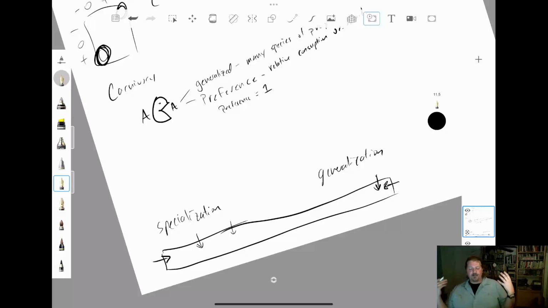And so this more or less specialized is how I want you to think of generalization and specialization. Not as a categorical, either you're a specialist or you're a generalist, but rather some species are more specialized than others, right? Some interactions are more specialized than others. Some are more generalized than others. Think of these as continua, right?